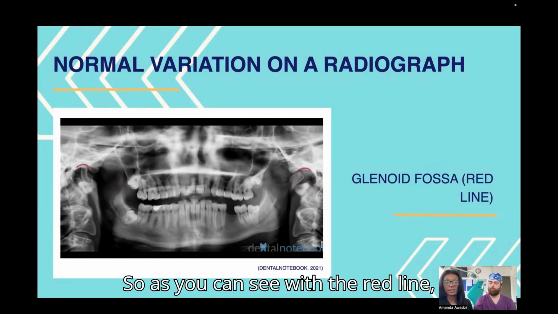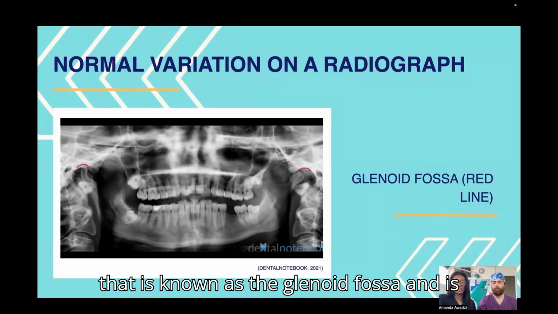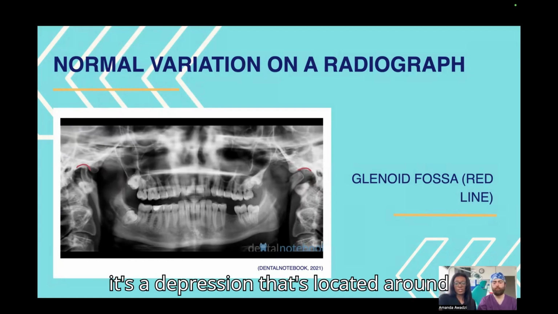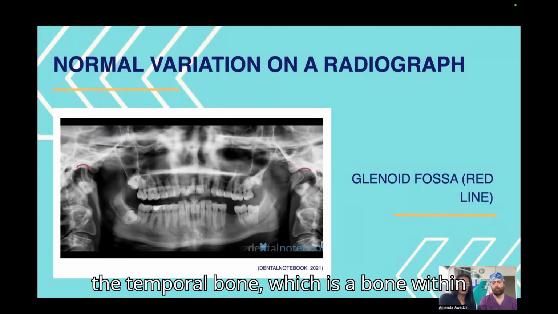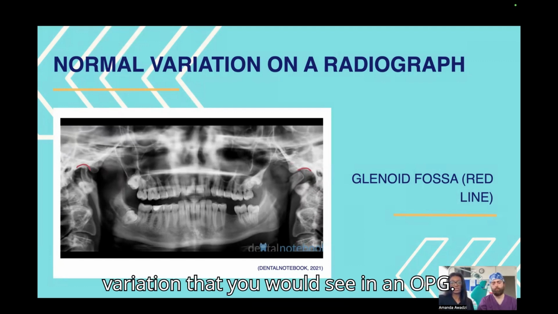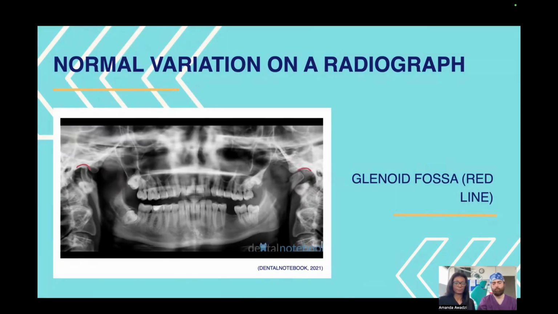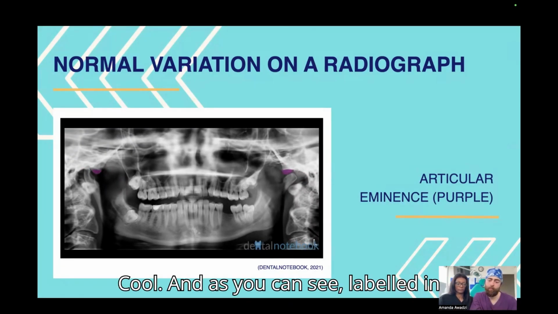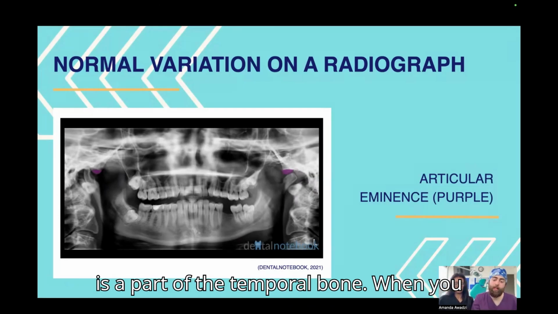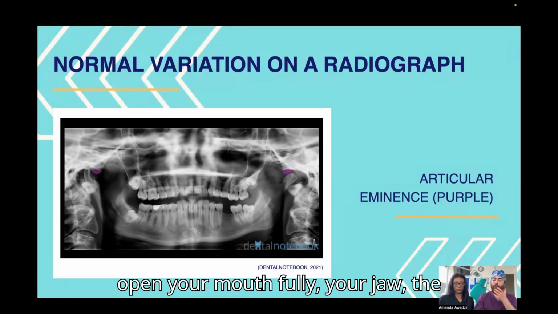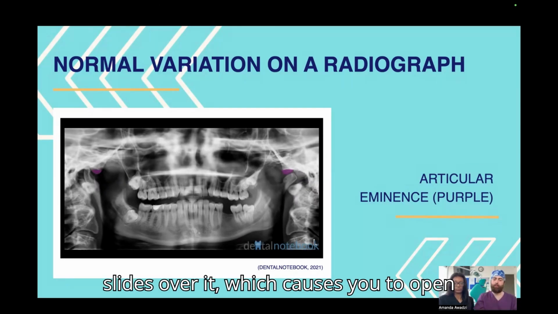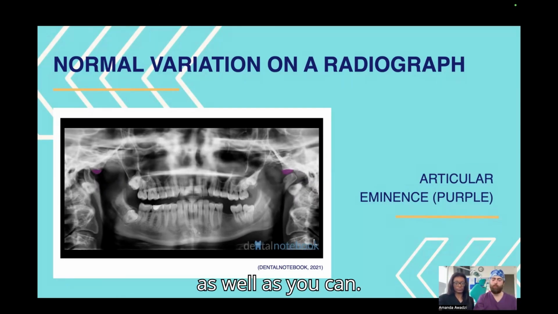As you can see with the red line, that is known as the glenoid fossa, also known as the mandibular fossa. It's a depression located around the temporal bone, which is a bone within the skull. So that's a normal variation that you would see in an OPG. And labeled in purple is the articular eminence, which is a part of the temporal bone. When you open your mouth fully, the condyle of the jaw basically slides over it, which causes you to open as wide as you can.